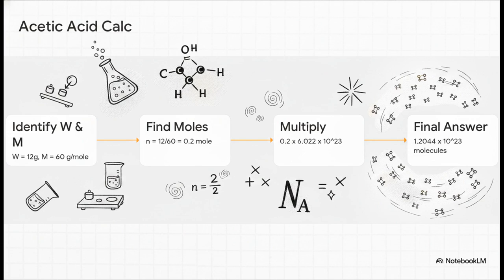12 grams of acetic acid. Our given mass is 12, and the molar mass is 60. Dividing 12 by 60 gives us 1 over 5, or 0.2 moles. Now, to find the number of molecules, just multiply that 0.2 by Avogadro's number. Multiply the base numbers, shift those decimals exactly like we did before, and we land smoothly on 1.2044 into 10 to the power of 23 molecules. See, you guys are absolutely crushing this.